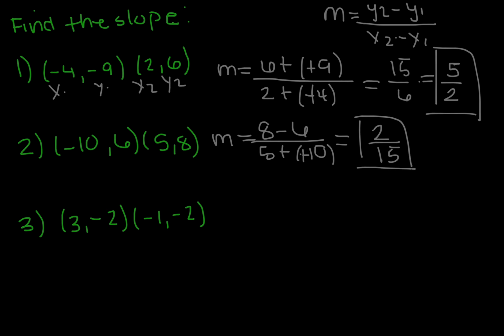Okay, number 3, our third problem. We're going to do the same thing again. So we're going to have -2 minus a -2 on the top. On the bottom, we're going to have a -1 minus 3.